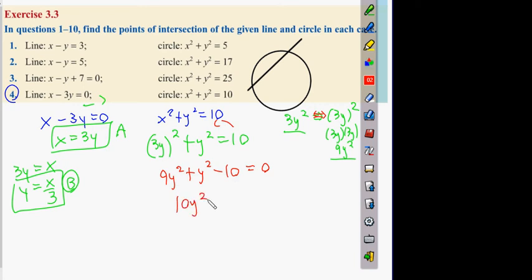10y squared minus 10. What number will divide into both of them? 10. Divide both sides by 10, and we get y squared minus 1 equals 0. What type is this? It's a difference of two squares.